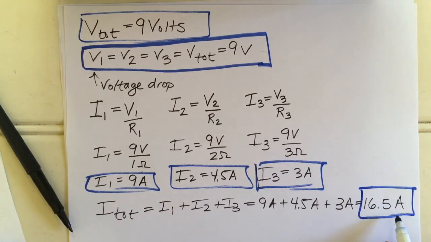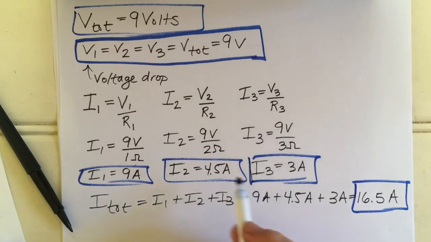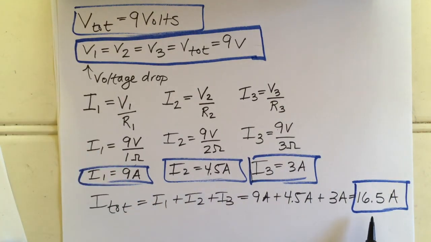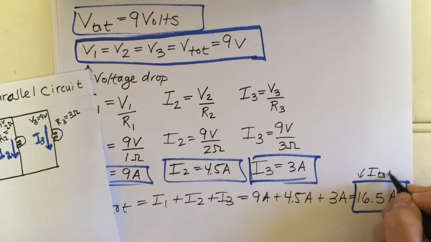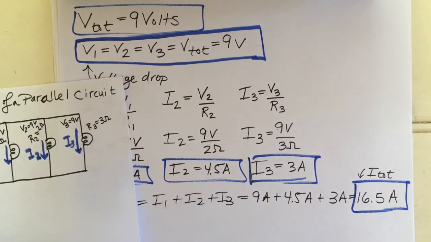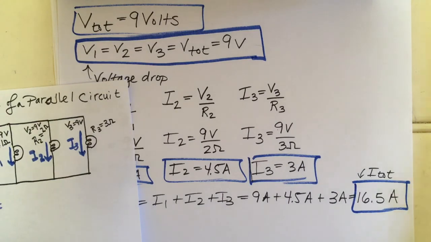That's a large amount of current. But once again, I told you guys that these resistances are super low. They should be much higher, but whatever. It works. It's nice numbers to work with. All right, 16.5 amps. And that is going to be our total current, right? Okay, so pretty good.